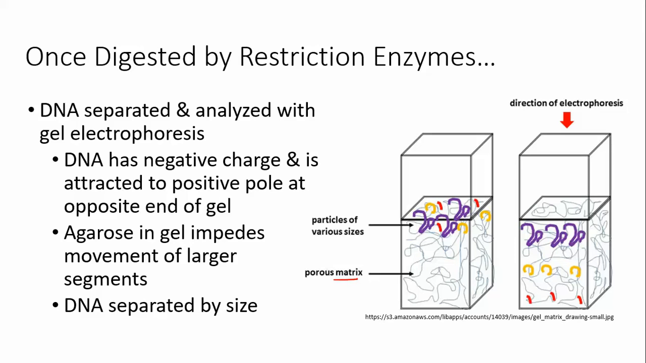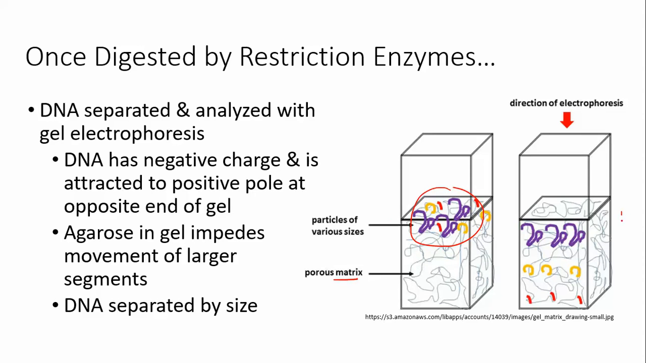DNA kind of has that same pattern of movement in a gel. So if you have a small segment of DNA, it's more likely that it can fit through those spaces in the matrix and be able to move faster and move farther in a gel. On the other hand, a very large piece of DNA is going to be kind of stuck, probably closer to its original location.